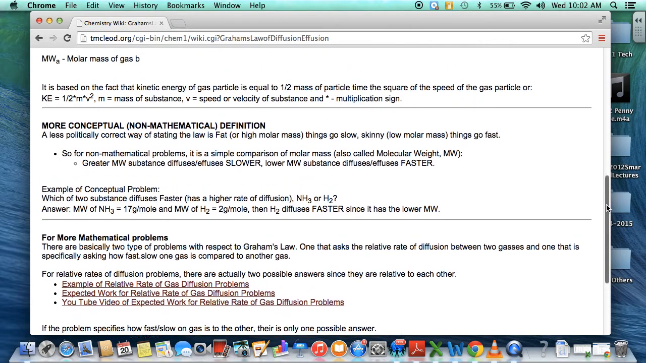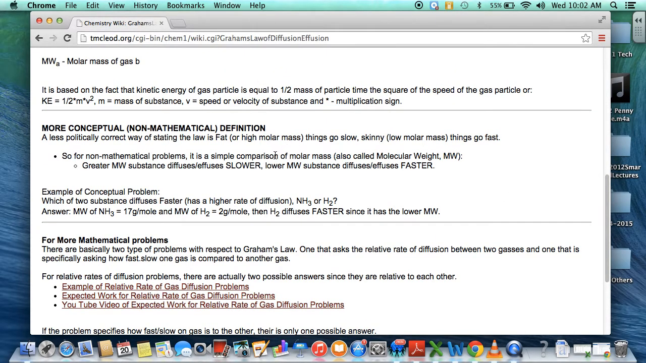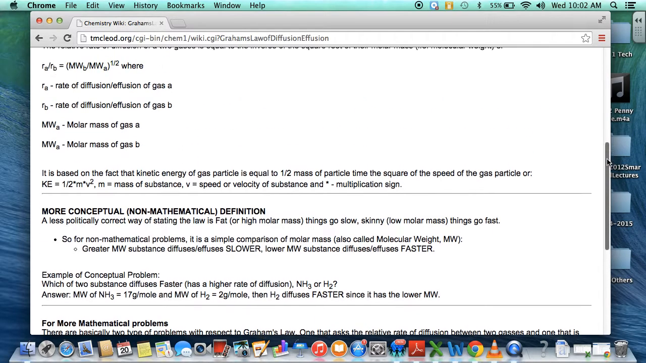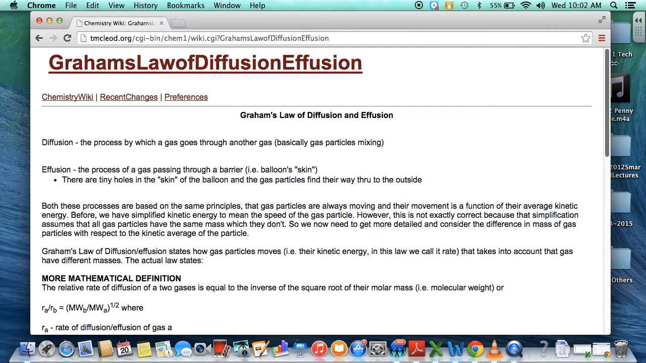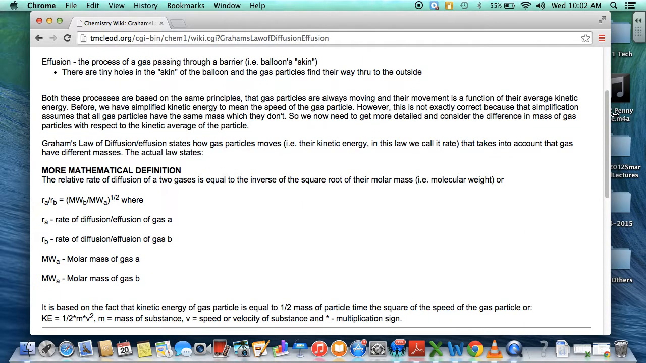If not, and it's just conceptual, where they're just asking you which one's the fastest, which one's the slowest, or which one's faster than the other ones, then you just look at your molar mass calculations. The highest molecular weight substance is the slowest, has the lowest rate of diffusion, and the lowest molecular weight, molar mass, has the highest or the fastest rate of diffusion. Okay. Again, this is all based on everything being at the same temperature because it has to be, for Graham's law of diffusion.